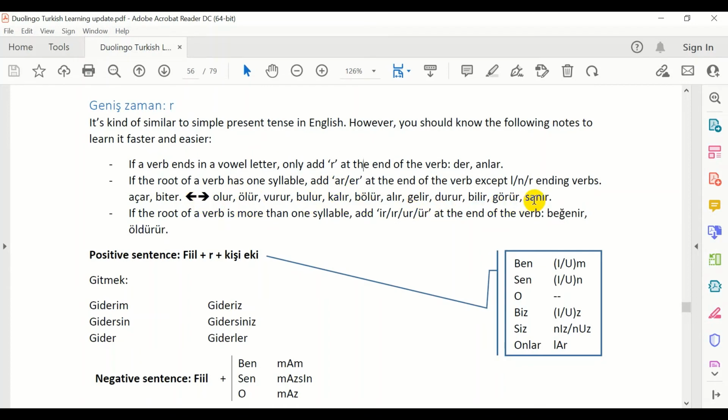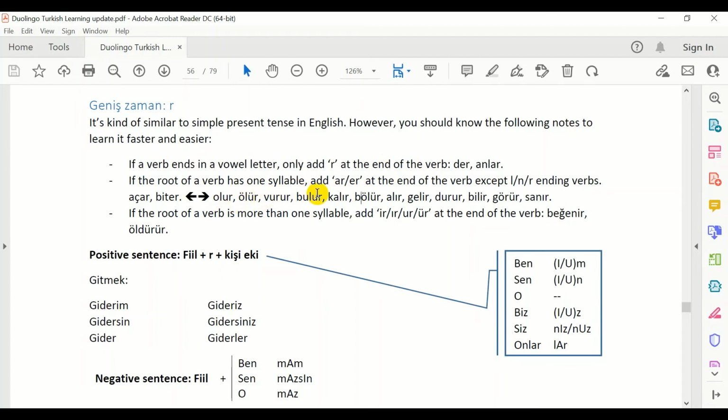And there are some other exceptions from these rules. Although they are one syllable, still they do not follow this rule, especially those verbs that end with these letters. For example, olmak, olur. See, olmak, one syllable, but still it does not follow this rule.